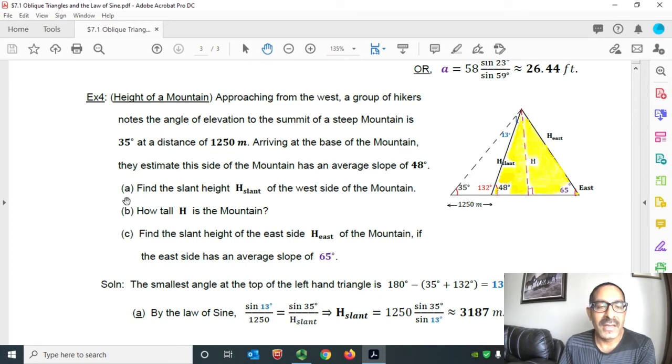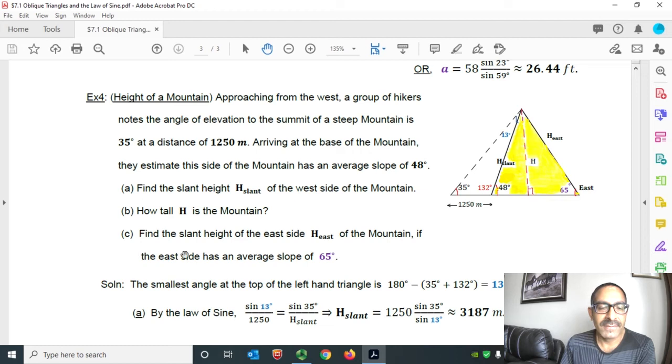Questions, part A: find the slant height of the west side of the mountain. So let's find out this height. This is the slant height of the mountain. Part B: how tall is the mountain? This is the actual height of the mountain, this h.